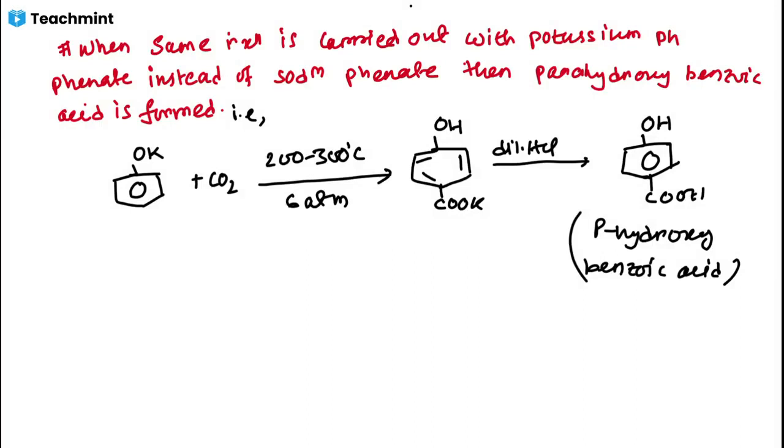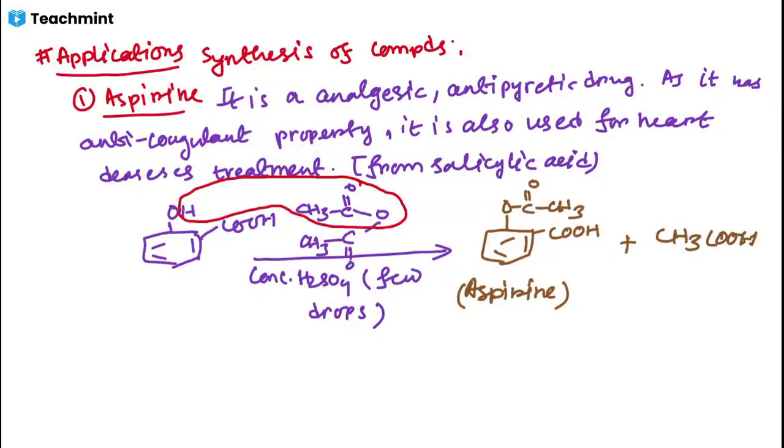One application is the synthesis of aspirin. When salicylic acid is treated with acetic anhydride in presence of a few drops of concentrated H2SO4, we get aspirin. It is an analgesic, antipyretic, and has an anticoagulant property. It is also used for the treatment of heart disease.